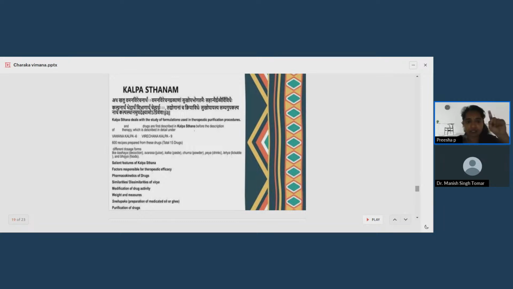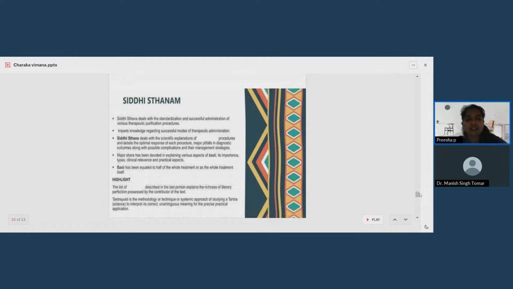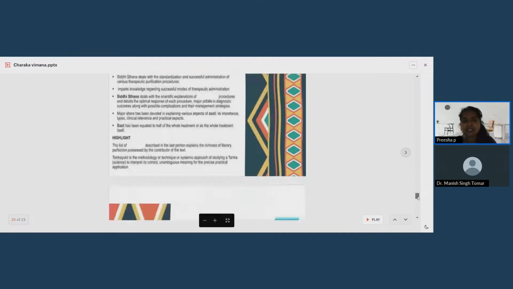Don't forget that number. 15 drugs and 600 recipes, where the different dosage forms are explained, like the Kashaya, Swarasa, Peya, Lehya, and all. So the Kalpasthana explains the therapeutic efficacy and the pharmacokinetics of drugs. When we are coming to the Siddhisthana, it explains the procedures, diagnostic outcomes, and areas like the literary perfection and the content of the text. The importance of the text of Charaka Samhita is also explained in the Siddhisthana chapter.